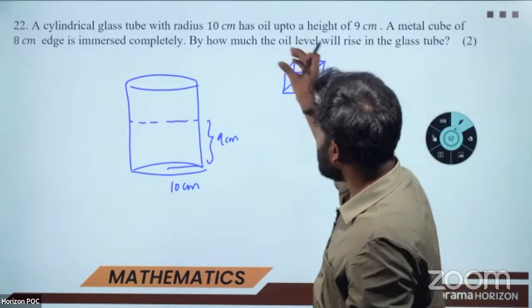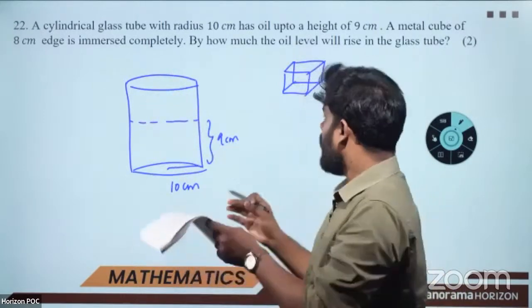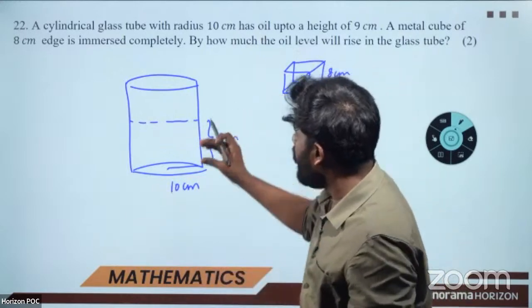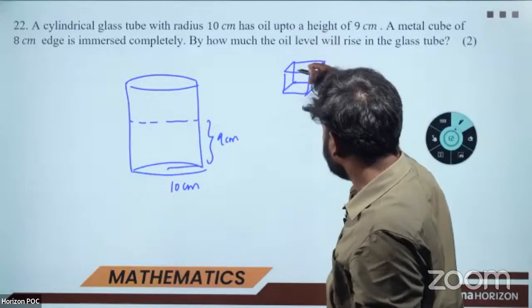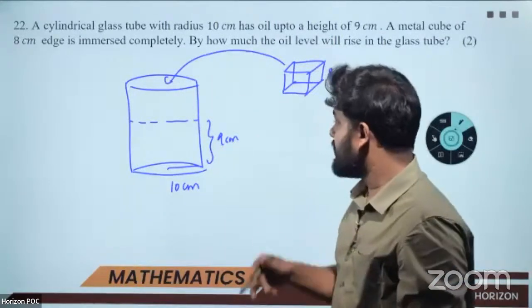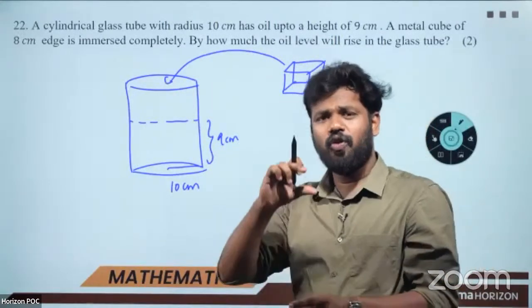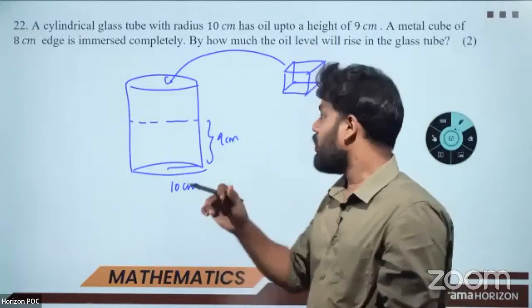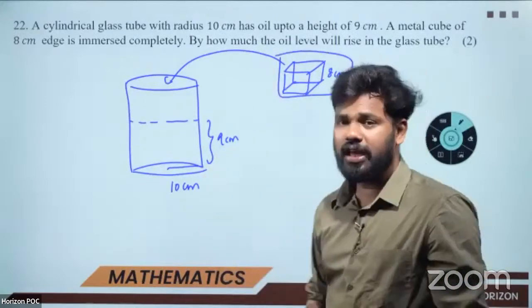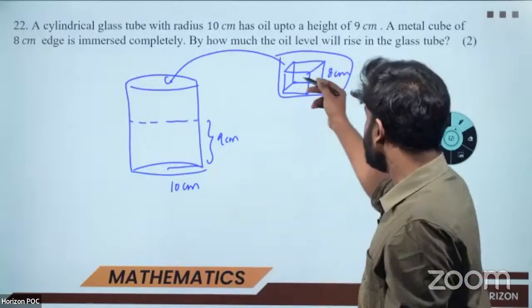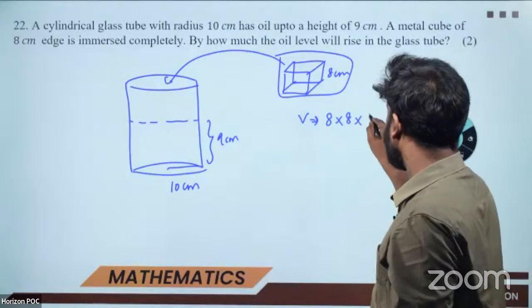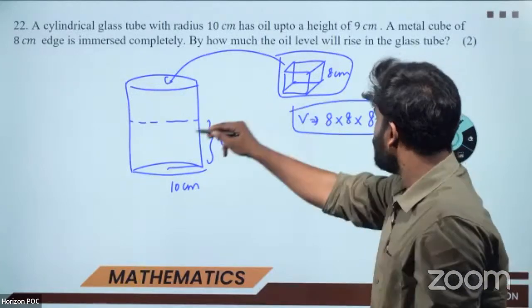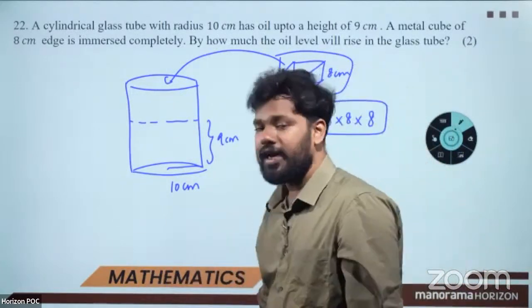So when you are immersing the 8 centimeter cube inside that, what will be the volume rise according to the physics that you have studied? When you immerse an object inside a cylinder, the volume rises by the same amount as the volume of the object you are immersing. So what is the volume of the object? It is a cube, so I can write 8 into 8 into 8, right? This is the volume of the cube that I'm immersing.